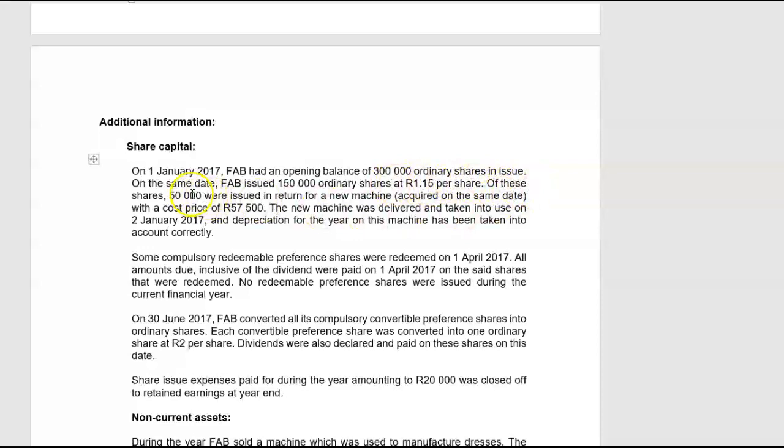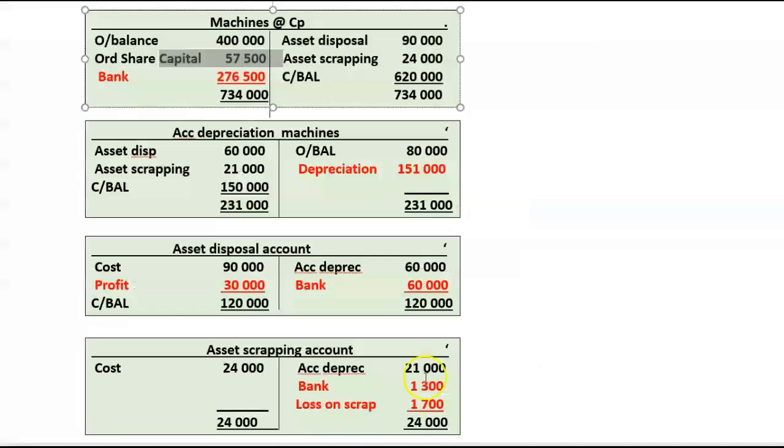Of these shares, 50,000 shares were issued in return for a new machine which was acquired at the same date with a cost price of 57,500 Rand. So what did we do? We didn't pay the guy in cash. We gave him 50,000 shares. So therefore, that entry must still be posted in our cost price account.